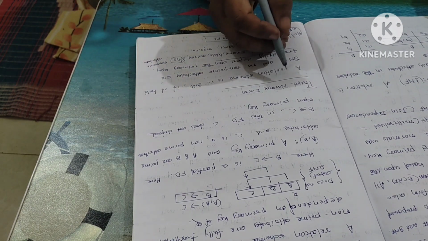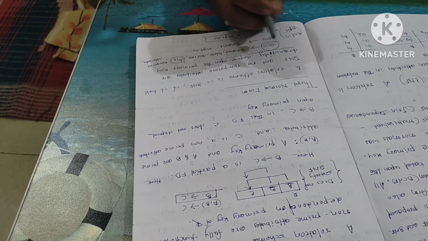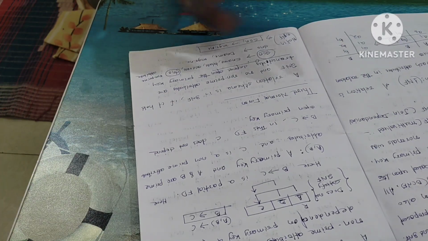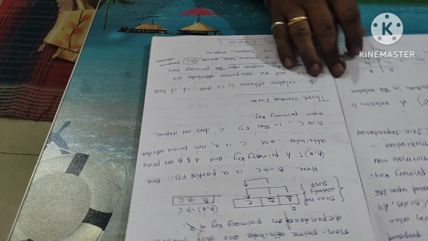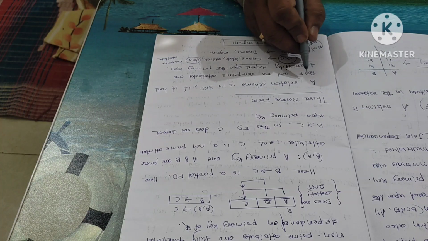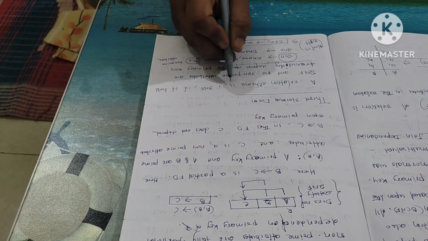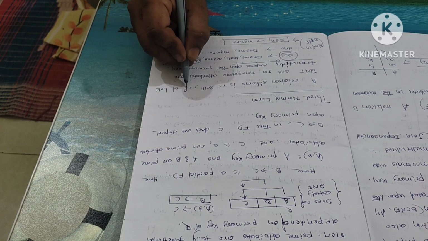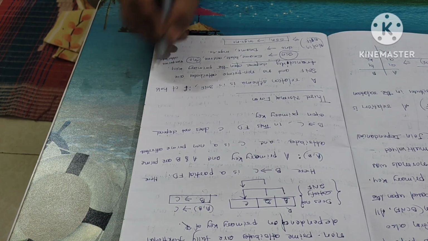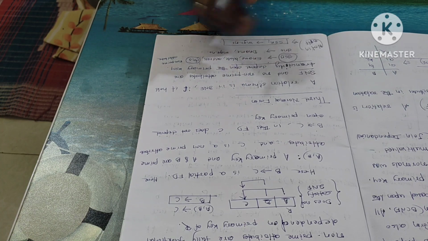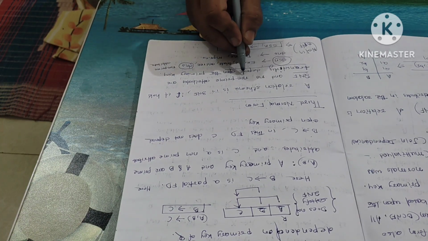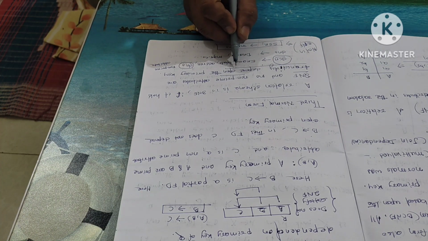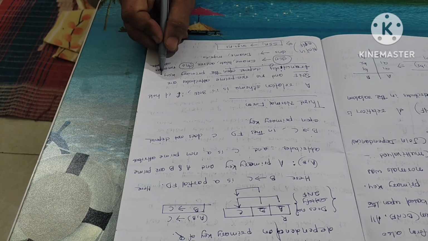Now we are discussing third normal form. So what is third normal form? A relation schema is in 3NF if it holds 2NF and no non-prime attributes are transitively dependent upon the primary key.